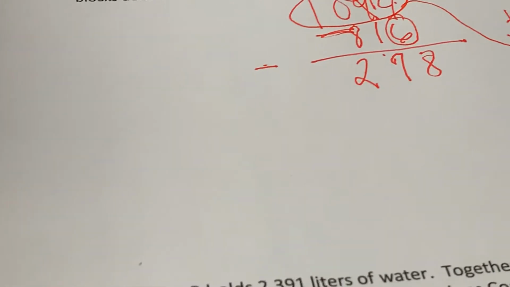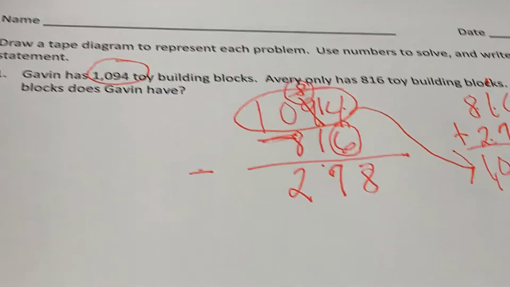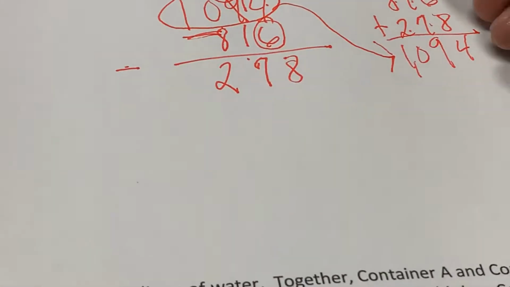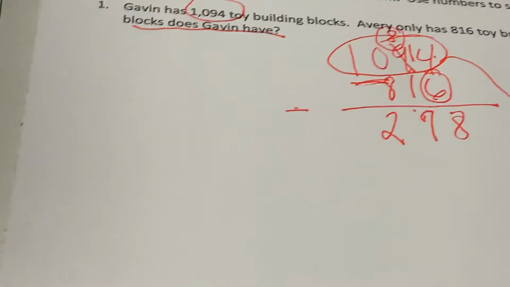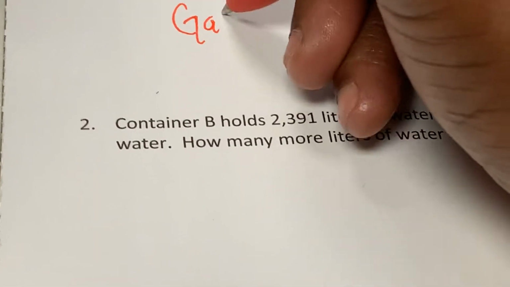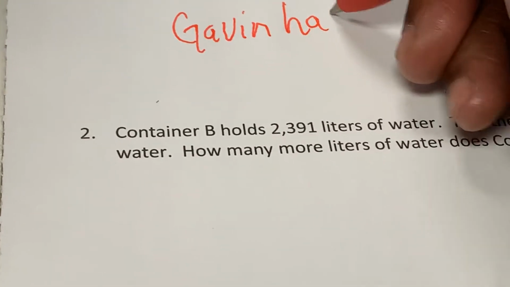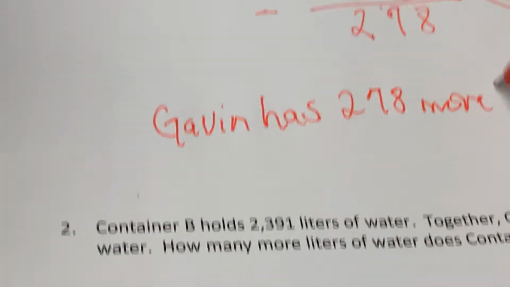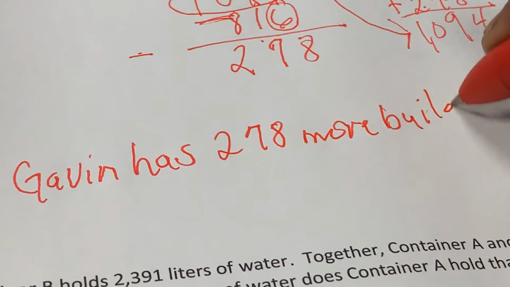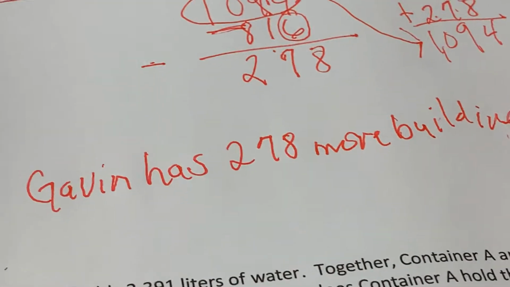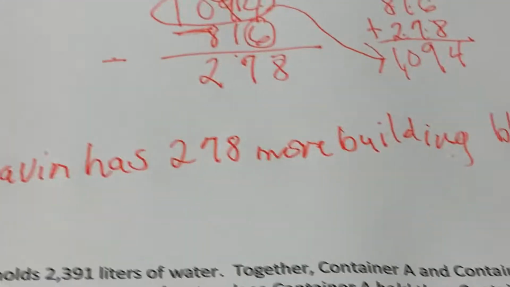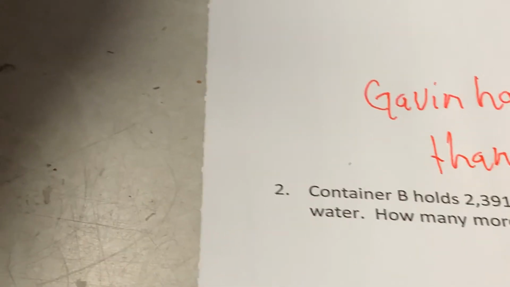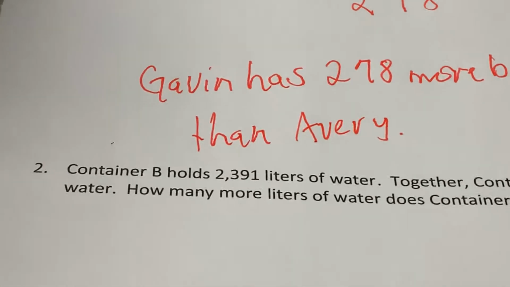And so to answer our question in a statement, our question, how many more building blocks does Gavin have? So we will say Gavin has 278 more building blocks than Avery. Okay, and that's how we would answer our question.